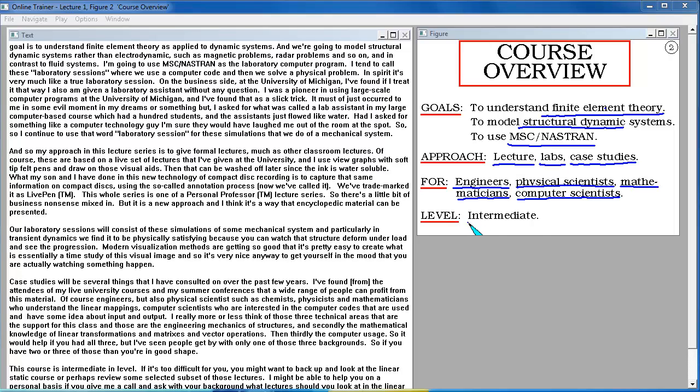This course is intermediate in level. If it's too difficult for you, you might want to back up and look at the linear static course, or perhaps review some selected subset of those lectures. I might be able to help you on a personal basis if you give me a call and ask, with your background, what lectures should you look at in the linear static series.